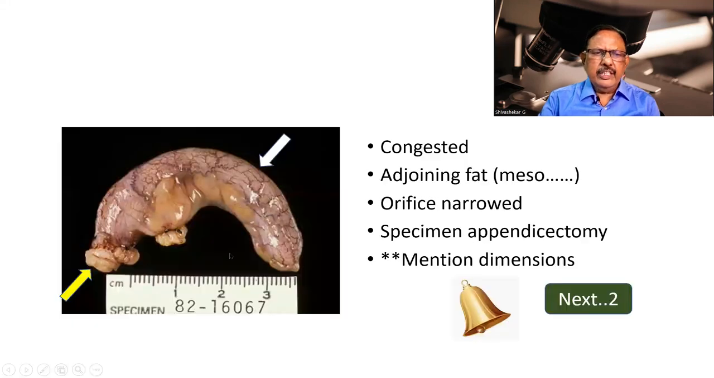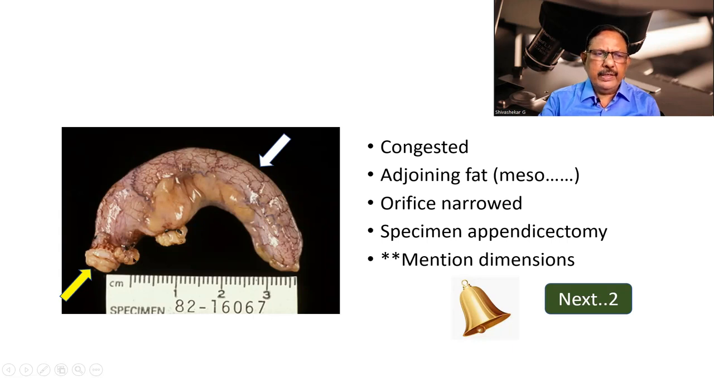This is another specimen with the same features in which I am finding multiple interconnected vascular channels which are distended. We call it congestion. If the blood is outside, it is hemorrhage. There is an adjoining fatty tissue which is called meso. Let us see what it is.